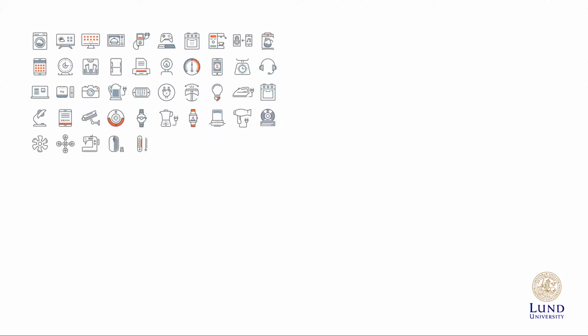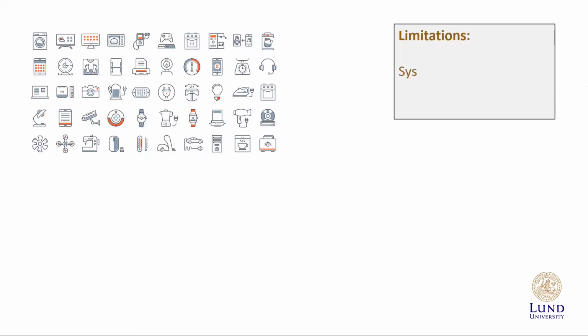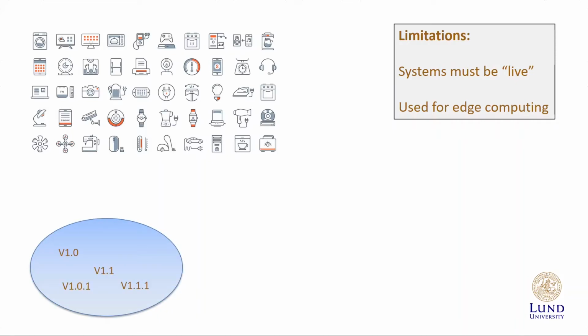A smart city environment can be seen as a massively distributed system with a large number of devices. Managing these devices and keeping them updated is a challenge, for example when there are requirements to keep systems live all the time and when they are used for edge computing. We cannot assume that all devices are available for being updated at all times. This requires support for gradual updates, which in turn requires support for managing several software versions at the same time.